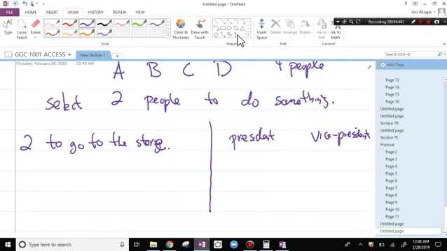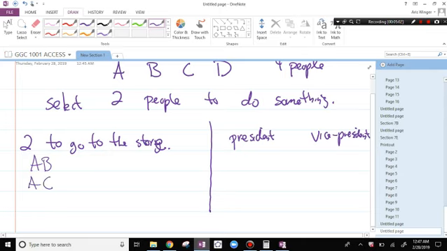What's the difference between these? I'm going to get different numbers, and so let's see why. So let's count over here. 2 people go to the store. Well, A and B could go to the store. A and C could go to the store. A and D could go to the store. What else? B and C could go to the store. B and D could go to the store. And C and D could go to the store. So there are 6 ways that I could take 2 people to just go to the store.